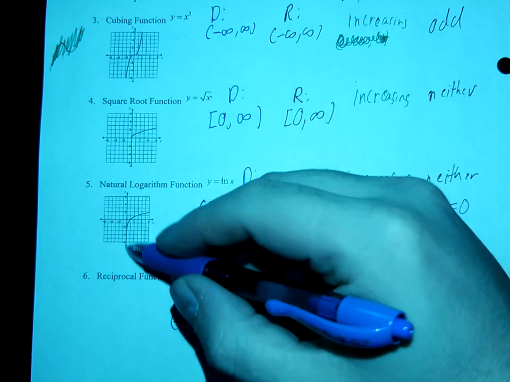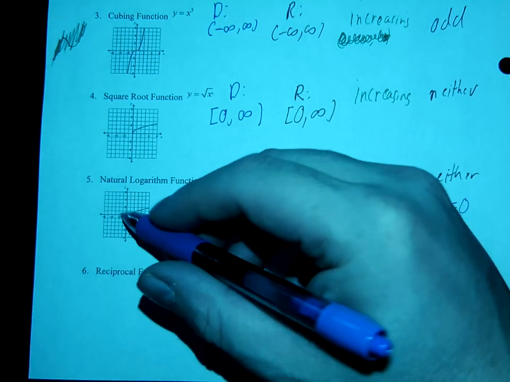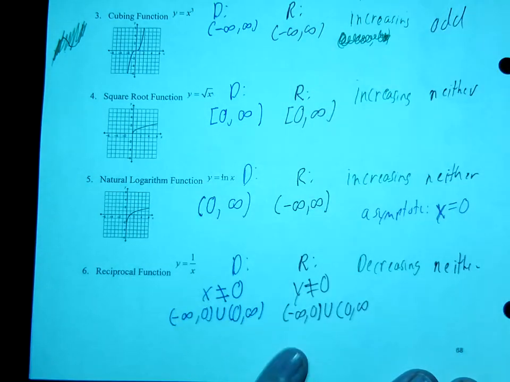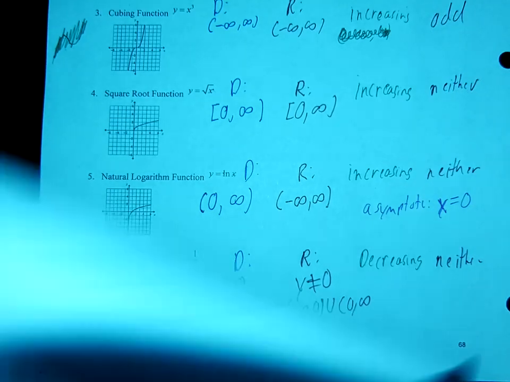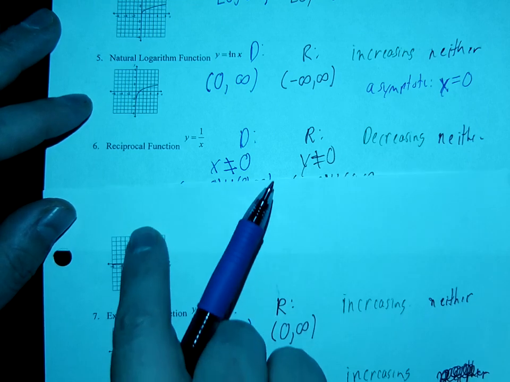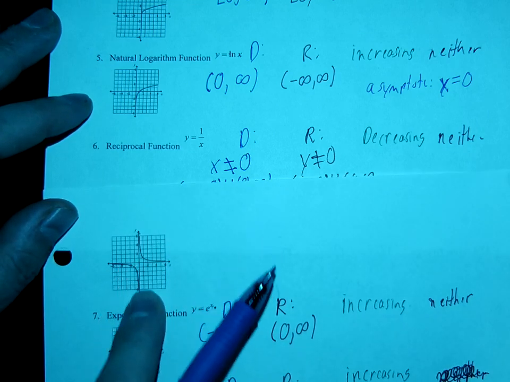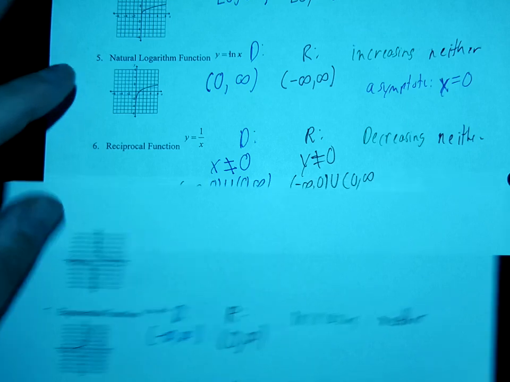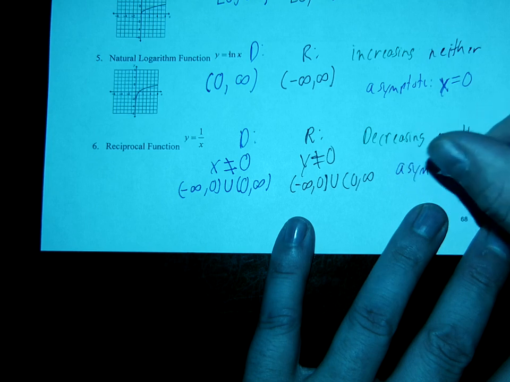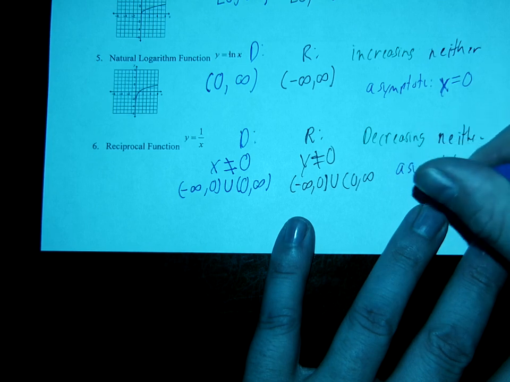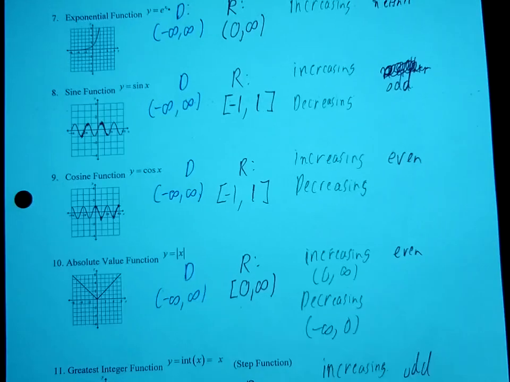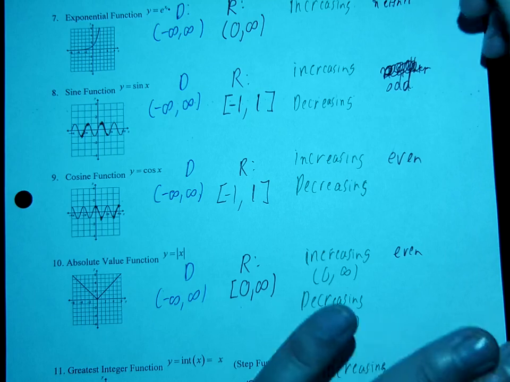So x is never going to equal 0 here. And y is going to get closer and closer to 0, but it's never going to equal 0. This one has that same asymptote, number 6 does. You can see here that it never actually gets to x equals 0, but it approaches it from either side. It's got that asymptote at x equals 0 as well. Alright, so here we've got an asymptote at y equals 0.